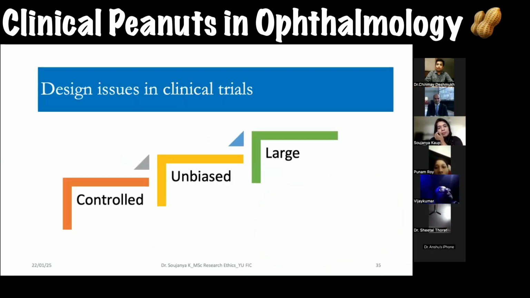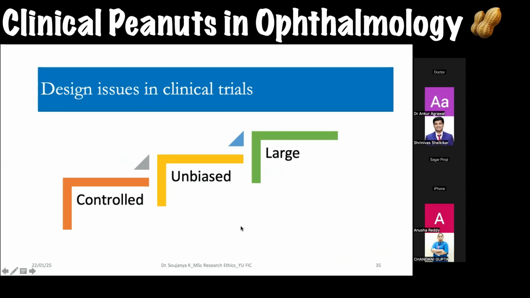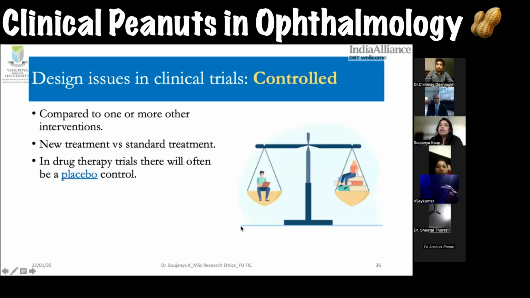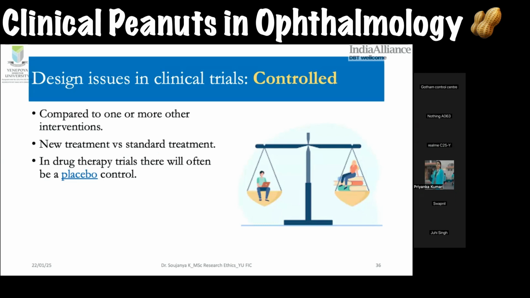The modern clinical trials, or an ideal clinical trial, should have mainly all of these three features. That is, they should be controlled, unbiased, and large. So what are these three things? What's the meaning of control? Control means there is a comparison arm. And what could be the comparison? It could be another treatment, like a new treatment versus a standard treatment. You would have read numerous RCTs, especially when it comes to retina and VEGF trials. Always there is either a placebo or another drug which is being compared with. So that is the control arm.